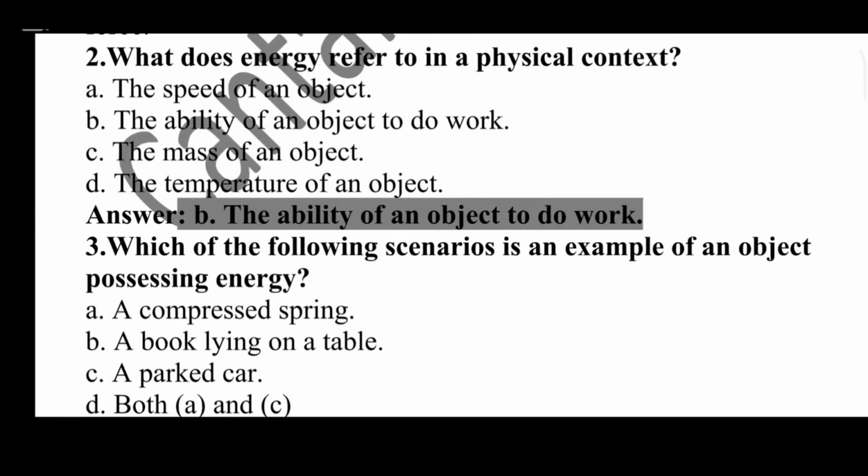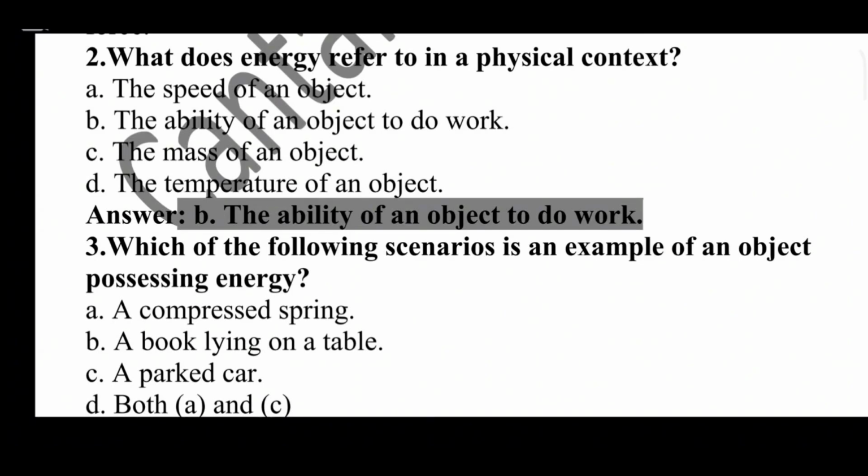Question number 2. What does energy refer to in a physical context? Option A, the speed of an object. Option B, the ability of an object to do work. Option C, the mass of an object. Option D, the temperature of an object. So the correct option is B, the ability of an object to do work.